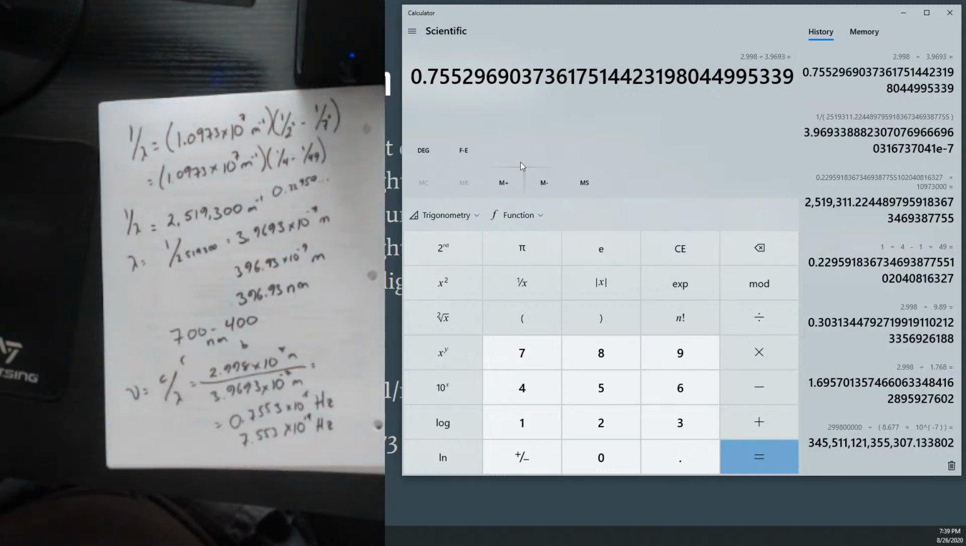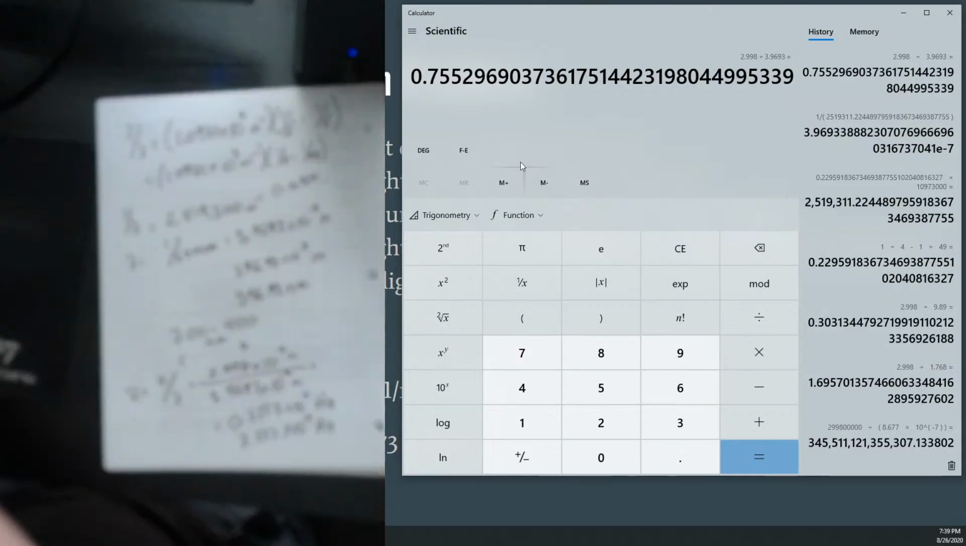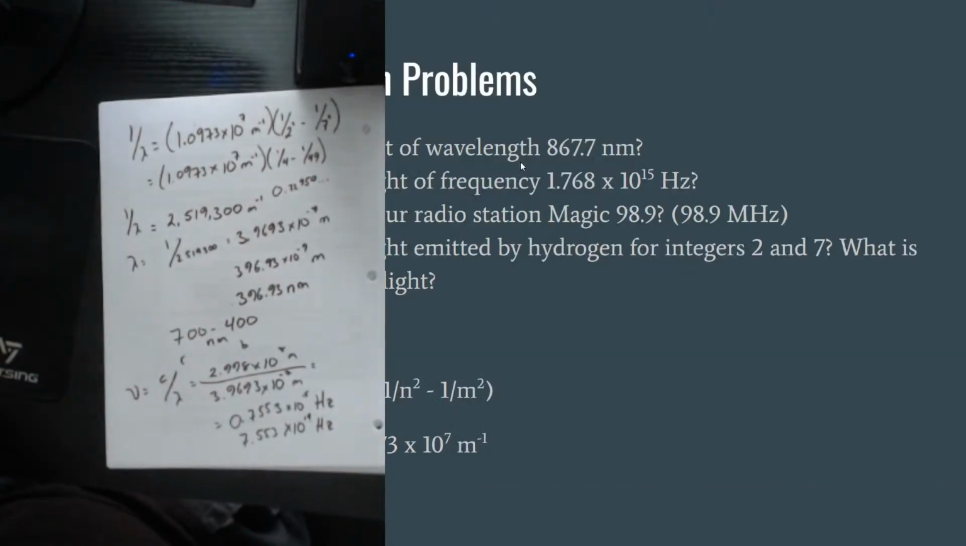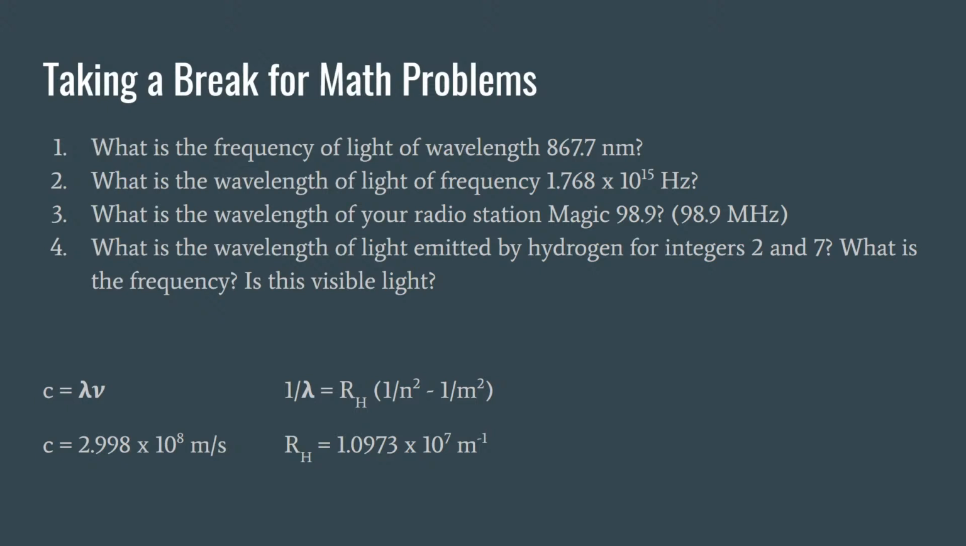All right, and those are the 4 problems that I made up for this particular set of questions. I don't know for certain that they will throw, I mean, they probably wouldn't ask you about a particular radio station that actually exists in Greenville. They wouldn't necessarily throw those 2 integers at you, but those are examples of the kinds of problems you might see on a test. They will almost certainly ask you to convert between wavelength and frequency, and they'll very, very likely throw a Rydberg problem at you.